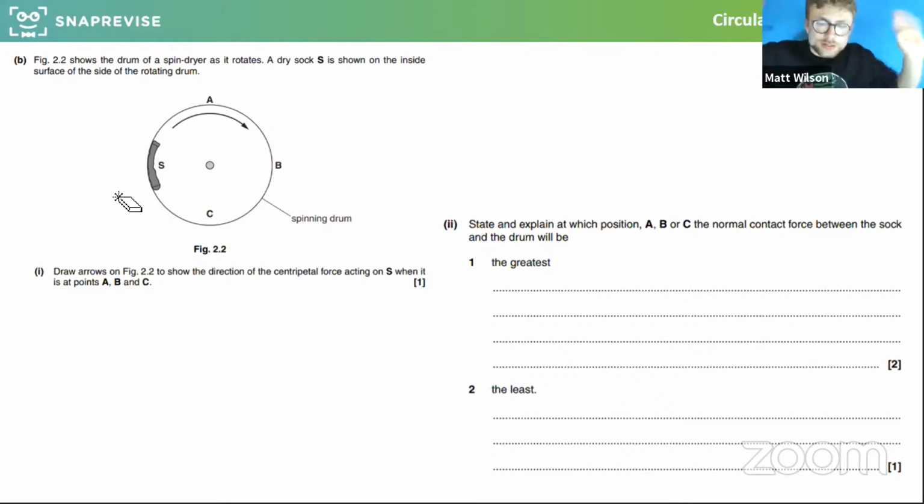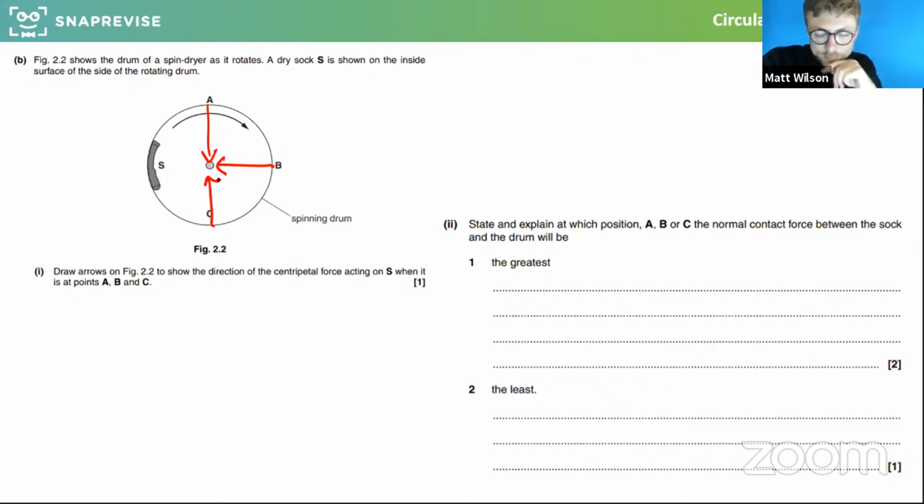Forget whatever forces are actually on the sock. The centripetal force can only go in one direction. What direction is that? It has to go towards the center. So at A, it would go towards the center. At B, it would go towards the center. And C, it would go towards the center. So that's question 1 done.